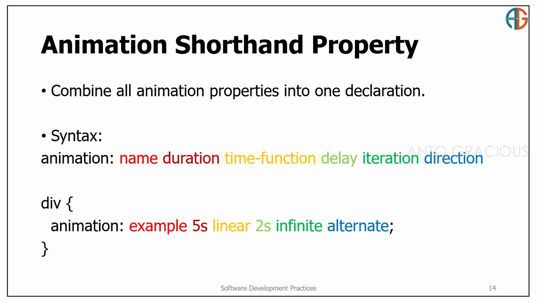To simplify your code, you can use the shorthand animation property. It combines multiple animation properties into a single declaration, including name, duration, timing function, delay, iteration count, and direction. This makes your CSS cleaner and easier to maintain.